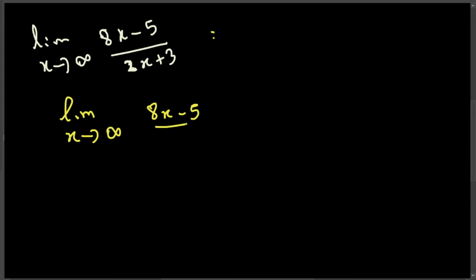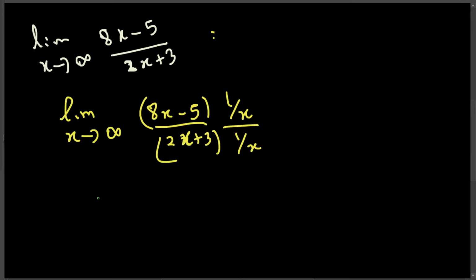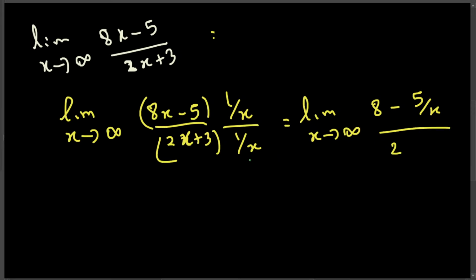8x minus 5 divided by 2x plus 3, multiplied by 1 over x. And if I do it in the numerator, I have to do the same thing in the denominator as well, 1 over x. And if we simplify this one, this is going to be limit x approaches infinity of 8x times 1 over x, that's 8, minus 5 times 1 over x, that's 5 over x, and 2x times 1 over x, that's 2, and then 3 times 1 over x, that's 3 over x.